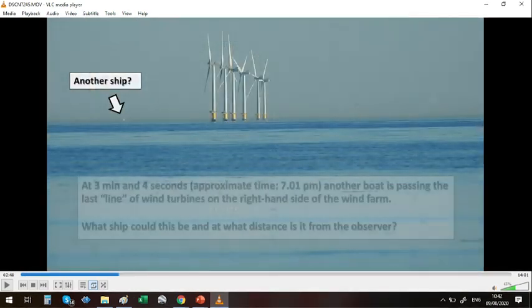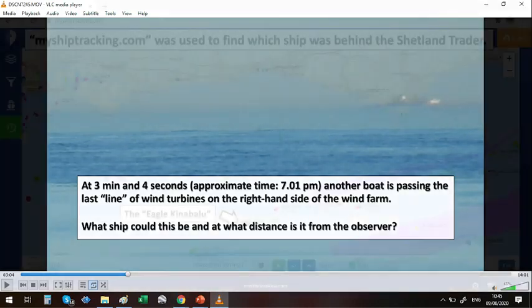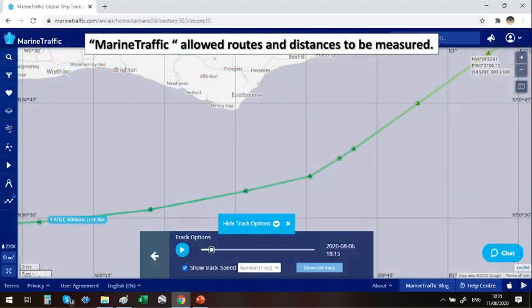But what is that coming behind the Shetland Trader? Another ship? At 3 minutes and 4 seconds, approximate time 7:01 p.m., another boat is passing the last line of wind turbines on the right-hand side of the wind farm. What ship could this be, and at what distance is it from the observer? myshiptracking.com was used to find which ship was behind the Shetland Trader. Marine traffic allowed routes and distances to be measured.